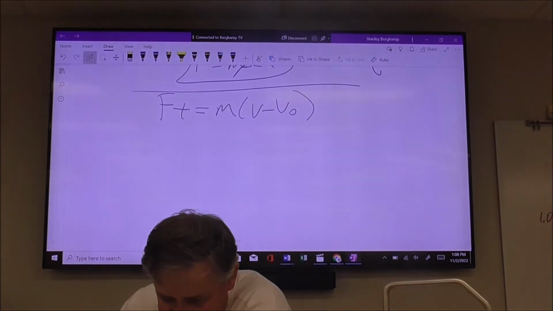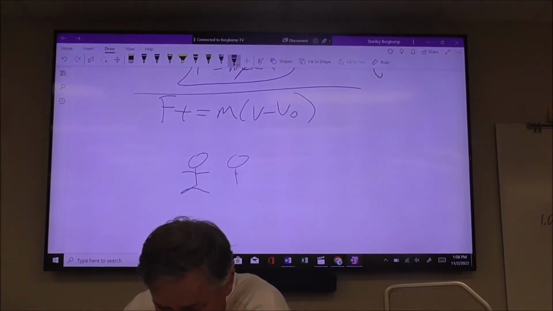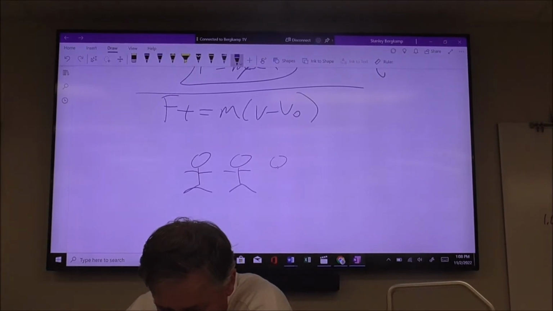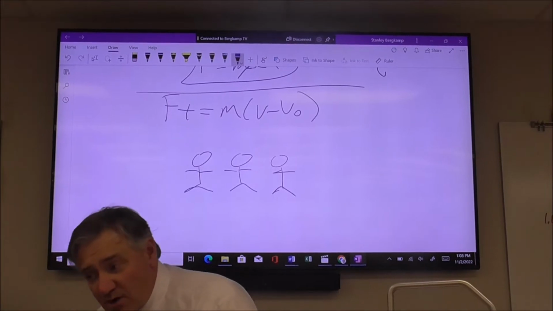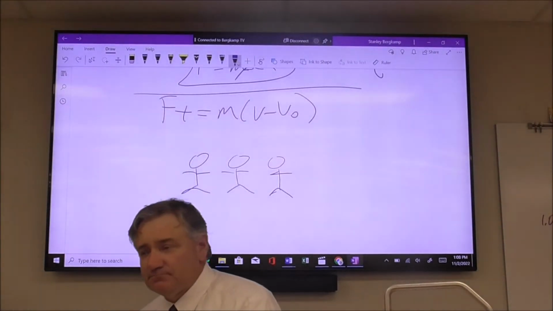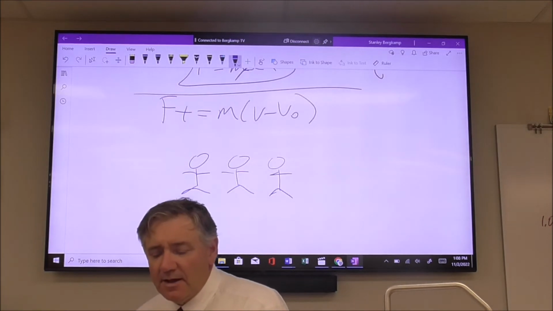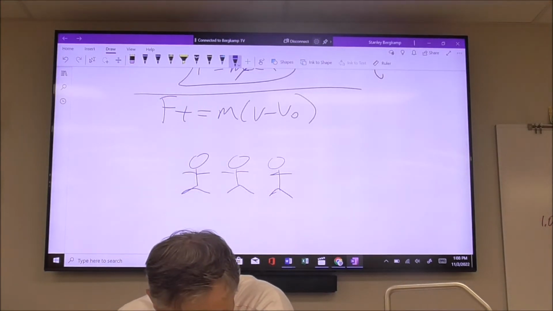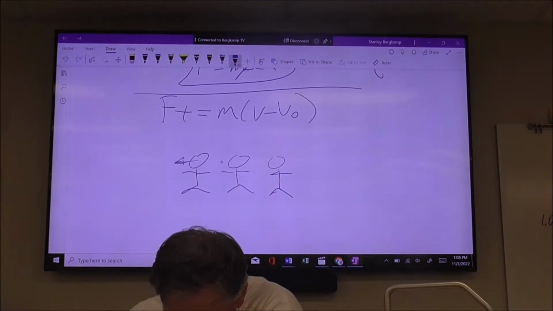So visualize this. What's the initial momentum of the entire system? Zero, right? So at any point afterwards, what does all the momentum have to add up to? 0. Keep that in mind for the lab today as well. Okay, so Huey and Dewey push off of each other.